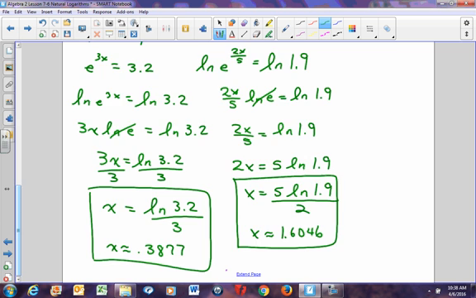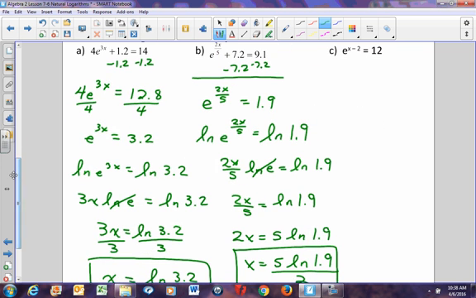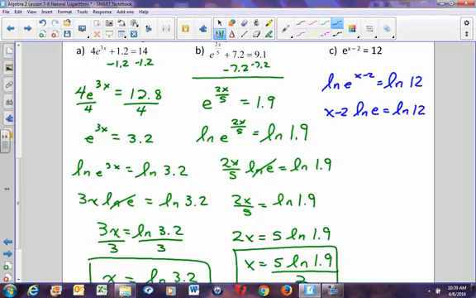All right, last but not least, last example, e to the x minus 2 equals 12. That's already in simplified form. We don't need to add or subtract anything, so I have the natural log of e to the x minus 2 equals the natural log of 12. So x minus 2 natural log of e equals natural log of 12. Let's cancel, so x minus 2 equals the natural log of 12. So x will equal the natural log of 12 plus 2.